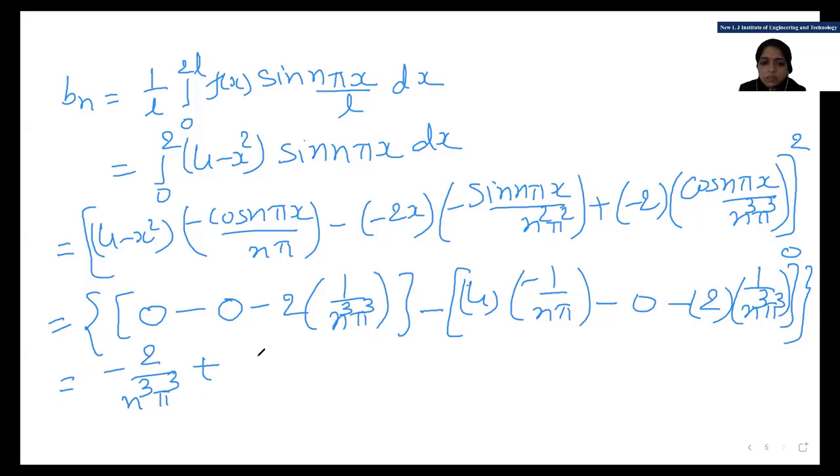Minus minus plus 4 upon n pi. Here minus minus plus 2 upon n cube pi cube. Both will be cancelled. So Bn is equal to 4 upon n pi.